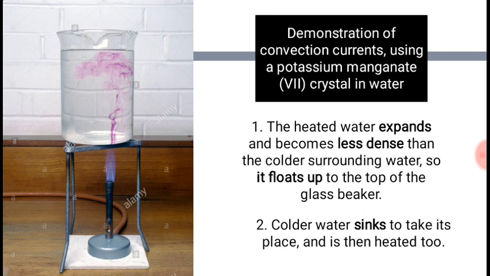And what happens to the cold water? The cold water sinks to its place. When the water is getting heated up, the cold water comes down. You can also see that this potassium permanganate, this chemical which is pink-purple in color, comes down as well. You can see a motion. You can see these particles of the chemical moving in a circular motion.